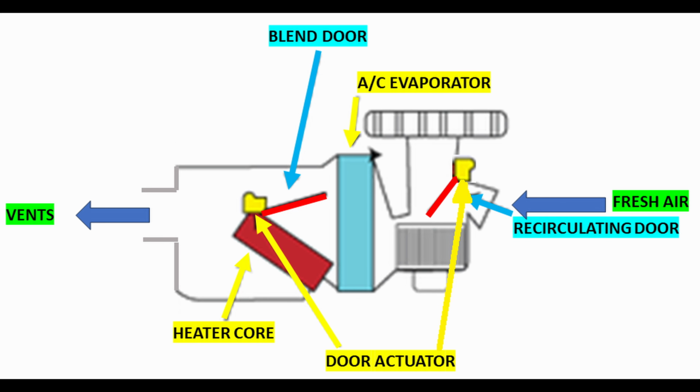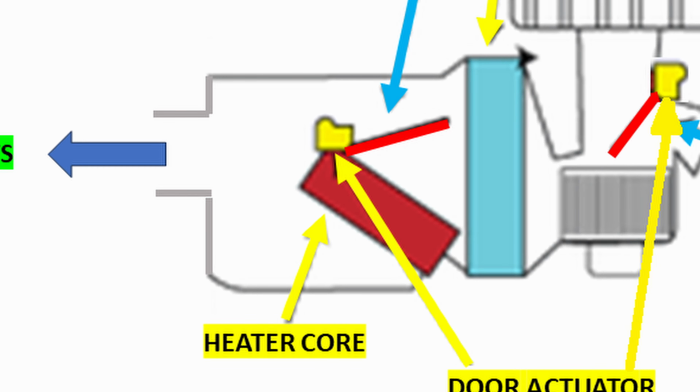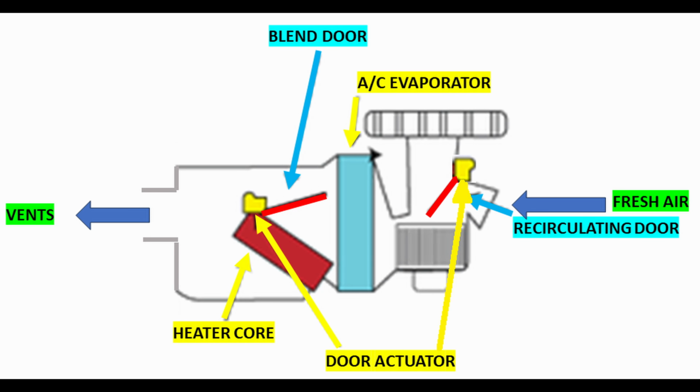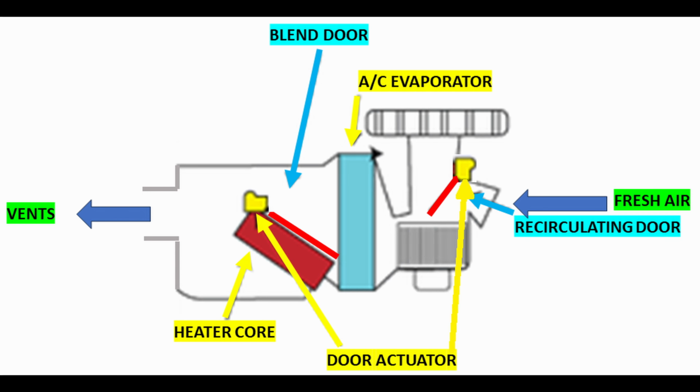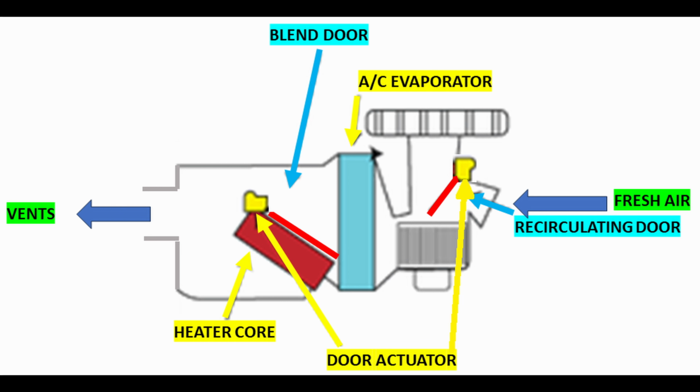As you go further left, you'll see the AC evaporator that's in blue, and then you'll see the heater core that's in red. And then you'll see a blend door, another red line, and then you see that yellow thing, that's a door actuator, and it moves that blend door either up or down, so you either get more AC air or more heat air. In this diagram, you'll see that the red blend door is closed on top of the heater core. So that means you're getting maximum AC because it's not allowing the heater core air to pass through.